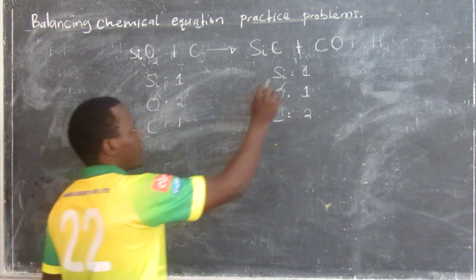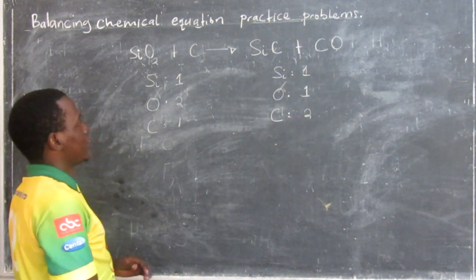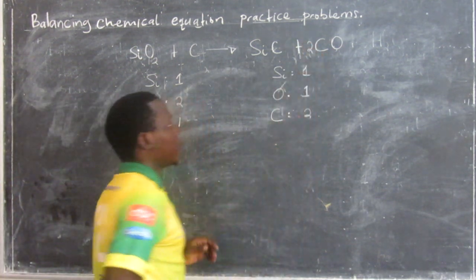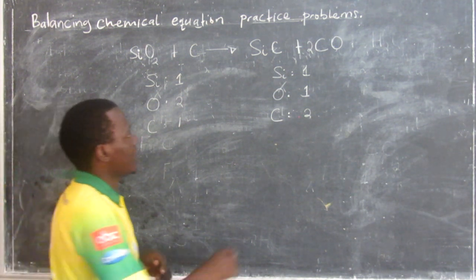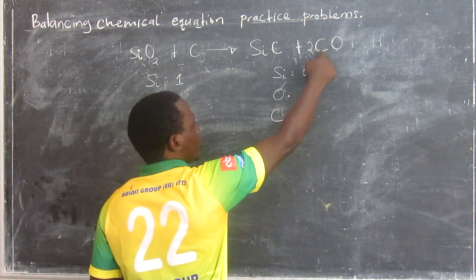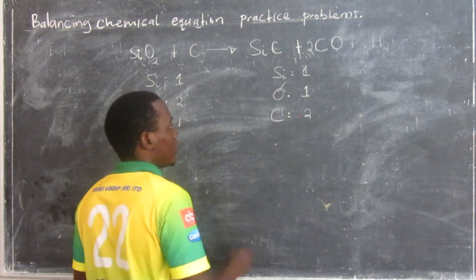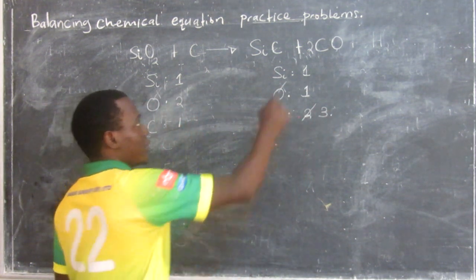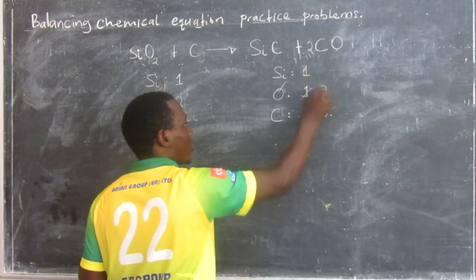What if I put a 2 here on carbon? Because since I have 2, let me see how I can start. If I put a 2 here, if I put a 2 there, meaning that here I'm going to have 2 times 1, that's 2, plus 1, giving 3. This one goes to 3 carbons. 2 times 1, that's 2. This goes to what? To 2 oxygens.